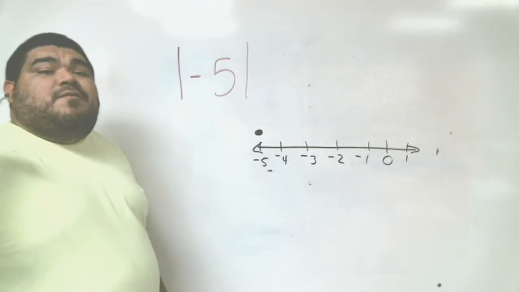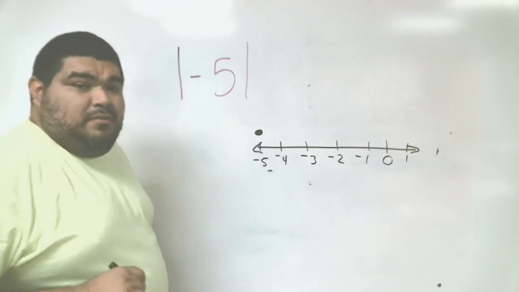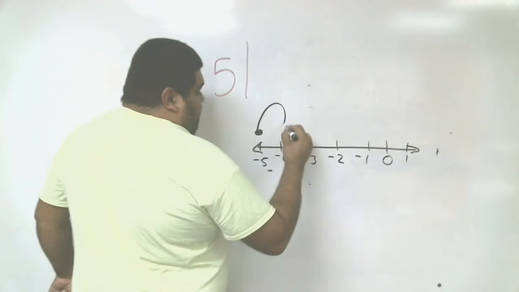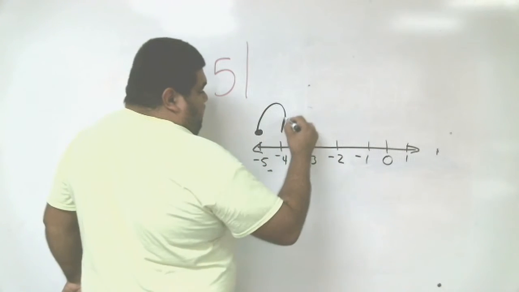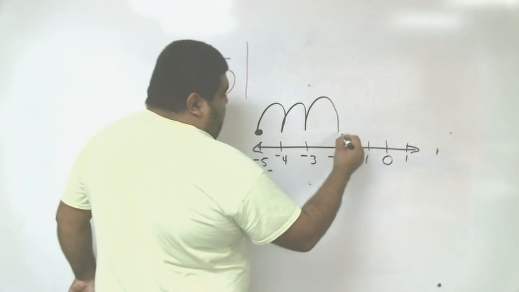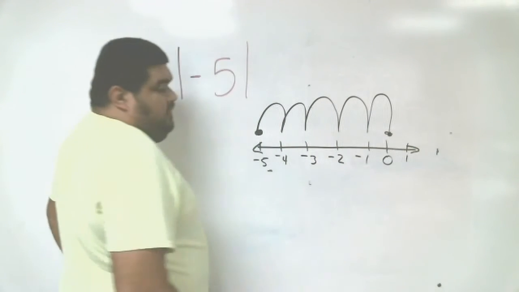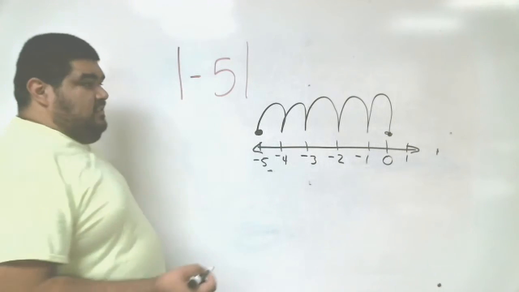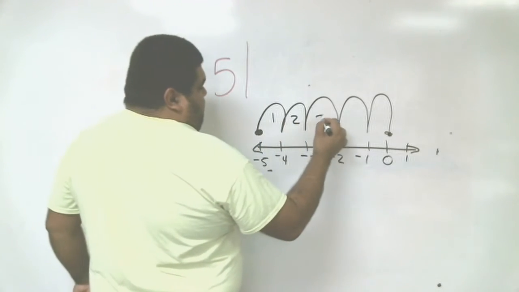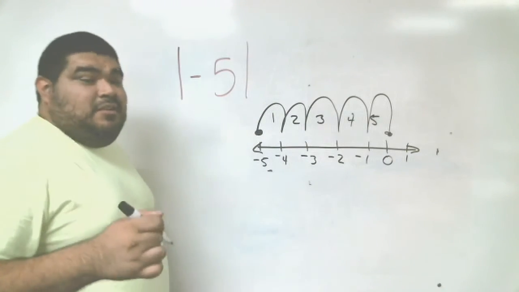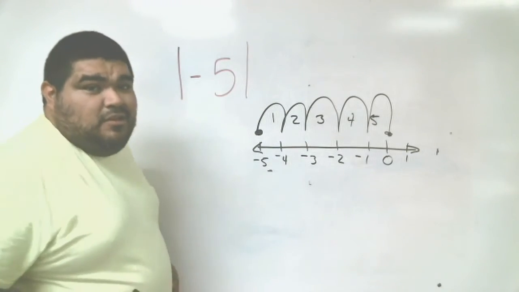Remember, we're looking how far is it away from 0. So we're going to go now the opposite. We're going to go to the right. We have 1, 2, 3, 4, and then 5. We have arrived at 0. So how far is the distance? 1, 2, 3, 4, and 5. So the distance, even though the number is negative, the absolute value is 5.